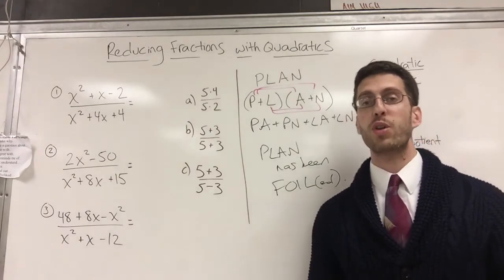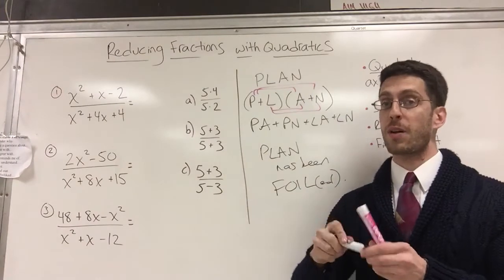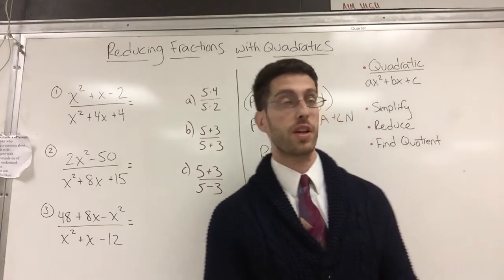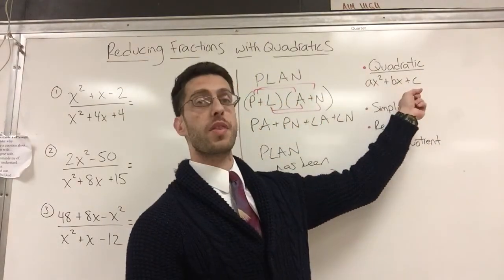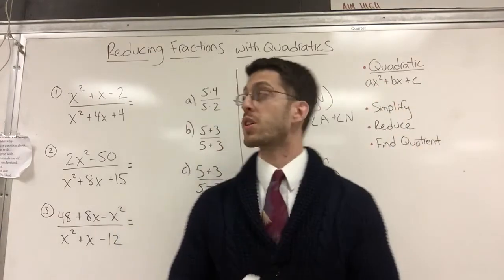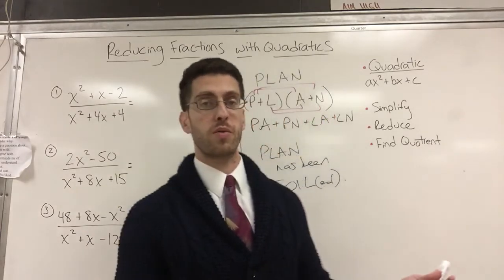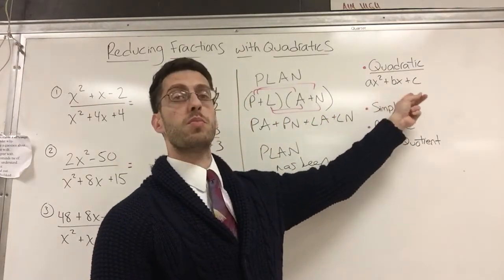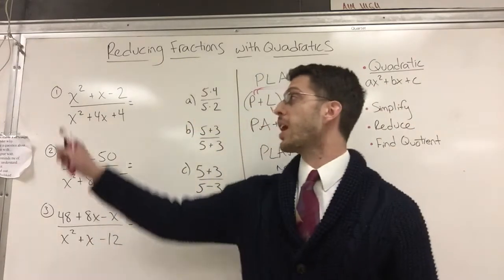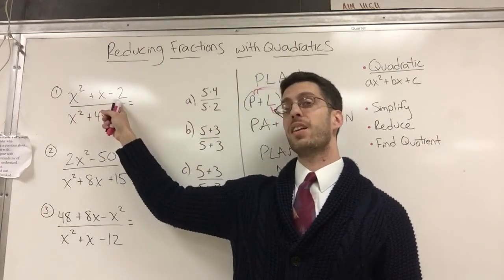Well, if you are good at FOIL, you are also going to be good at factoring. And this is all about factoring, all right? So it's called reducing fractions with quadratics. You should know the vocabulary here that a quadratic usually looks like this: A represents a number. If you don't see a number there, it's still a number. It's a 1. You've seen my old videos. You're going to see something like ax squared plus bx plus c, where there's a number here and a number here. So in this case, A is 1, B is also 1, and C is -2.